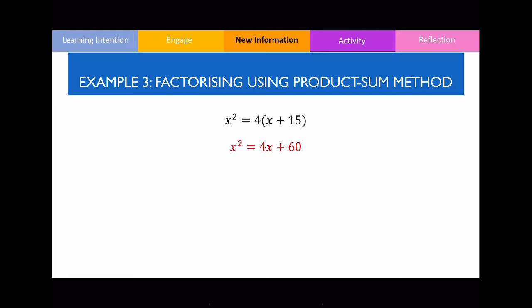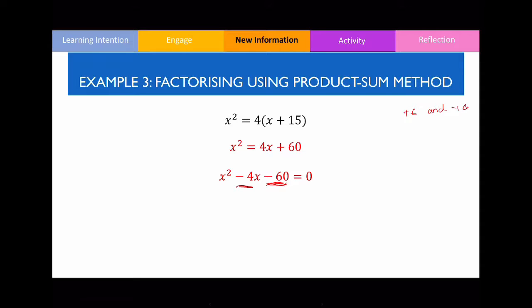And I'm going to move 4x and 60 to the left-hand side of the equation. If I do so, this is what my equation would now look like. And once it's in this format, I could then start to use the product sum method. So I'm going to look for two factors that multiply each other to give you negative 60, but these two factors must add up to give you negative 4. In this case, it's going to be positive 6 and negative 10.